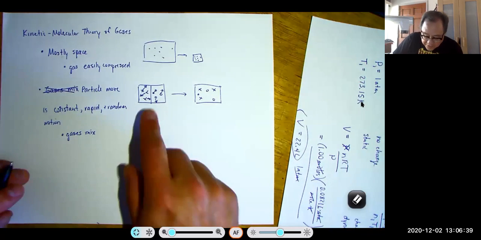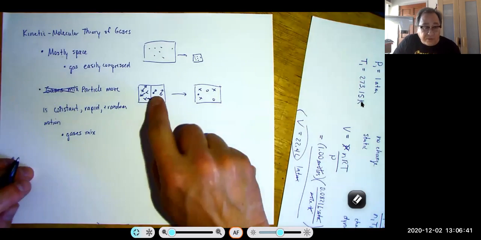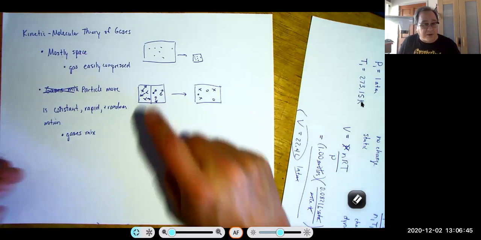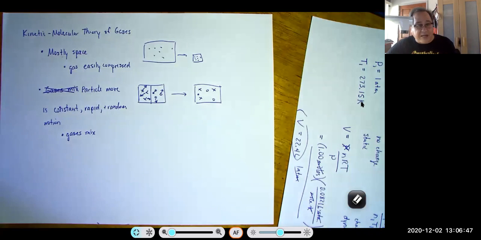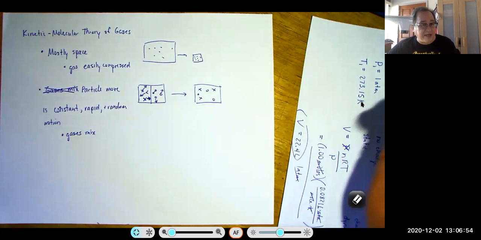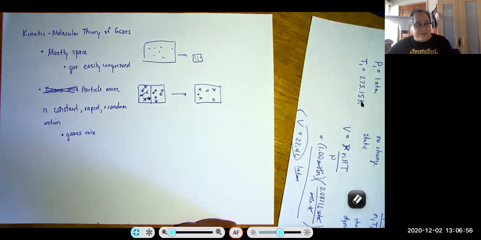Now, if we take this partition away, do you see this little gas particle here that would hit the partition? Well, that gas particle would not hit the partition, and it would end up going to the other side. Same way with this particle here, without the partition, it would end up going to the other side. So gases mix.